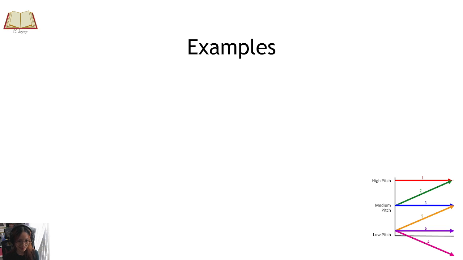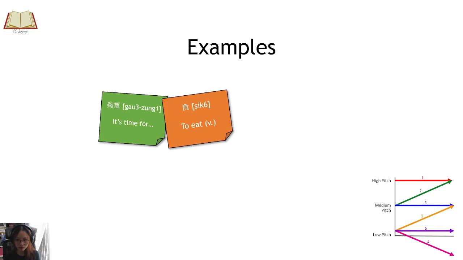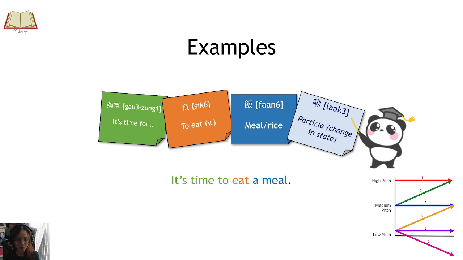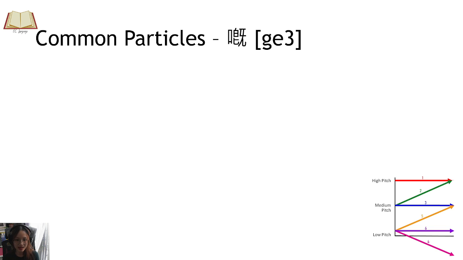Here is another example. 夠鐘食飯啦. It's time to eat a meal. Here, la, with the extra k at the end, makes this sound more assertive, almost adding a sense of haste. Here is another common ending particle, ge.